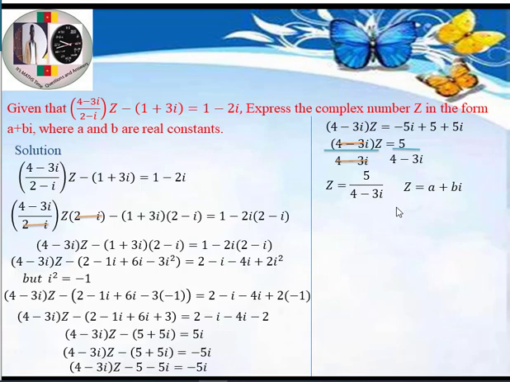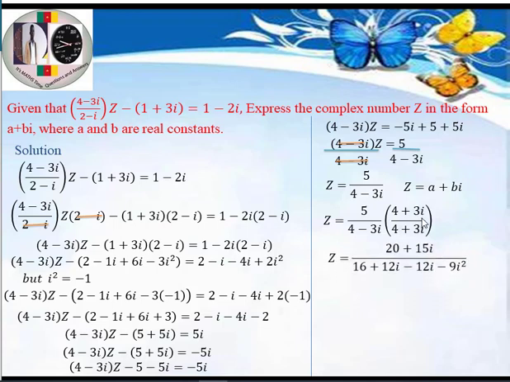So we are going to have z is equal to 5 divided by 4 minus 3i, times 4 plus 3i divided by 4 plus 3i. If we do this, nothing has changed because 4 plus 3i cancels 4 plus 3i. Nothing has really changed, but we just want to modify the structure of z so that it will look similar to a plus bi. So to do this, we simply open up the bracket. 5 times 4 is 20 and 5 times 3i is 15i. And the denominator too, we can open it up.